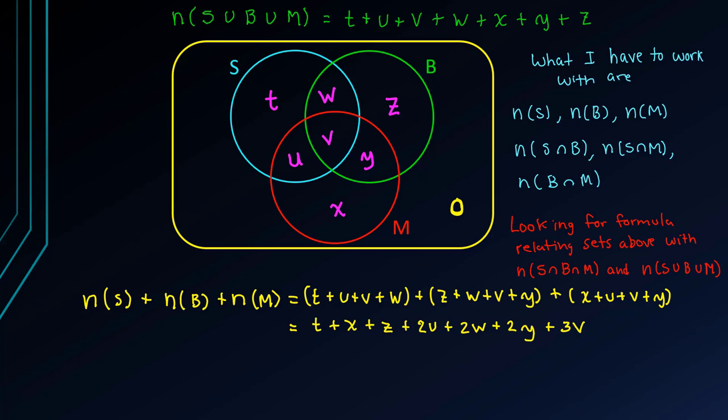That basically is telling me that these regions W, U, and Y are being counted twice when I just add these three sets together. And I expect that because of the overlap. And because V is in all 3 of these circles, it gets counted 3 times when I add those together. That's not the same thing as what I have up here. I want to try to make this equal the same thing as this. I have part of it. I have the T, I have the X, I have the Z. I have too many of everything else.